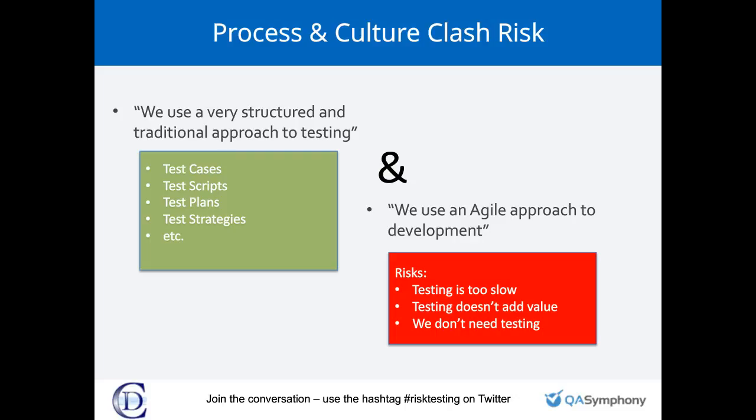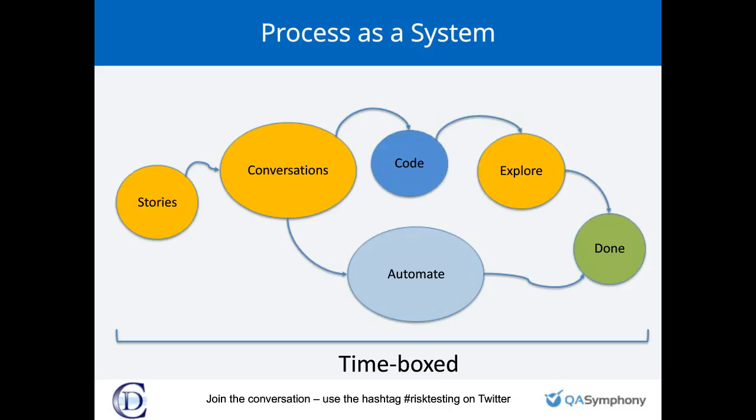So we have to view systems as a process. So here is a model of a modern development approach where we've got stories, we have conversations about them, we write code, we try and automate at the same time, we do some exploration on it to see whether it's working or whether it has problems, and then we just magically say it's done because we all agree and everyone's happy. Now there are risks with this process, as with any process.